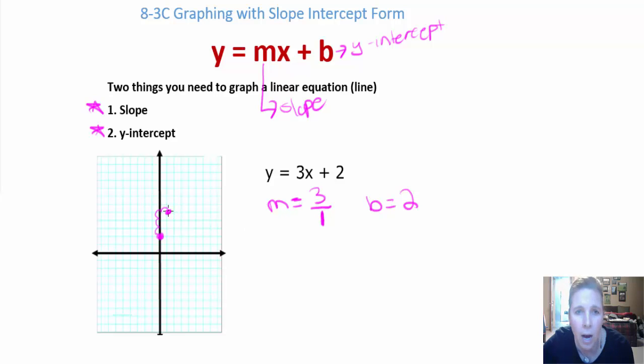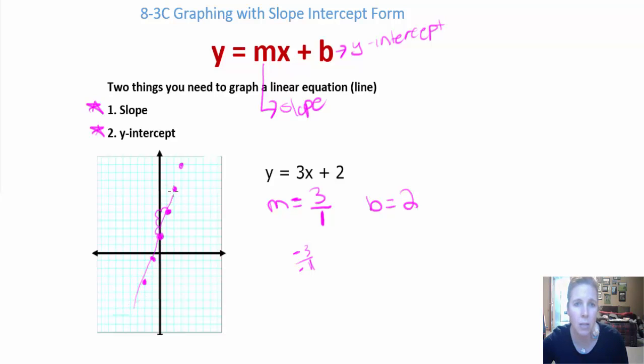Now you can go up 3 again and over 1, up 3 again and over 1. You do not have to do this many points. You have to do 3 points. Okay, but this is the same as going down 3 and to the left 1. So you can go 1, 2, 3 and to the left 1, and then again, down 3 and to the left 1. Okay? And then you need to draw your line through.